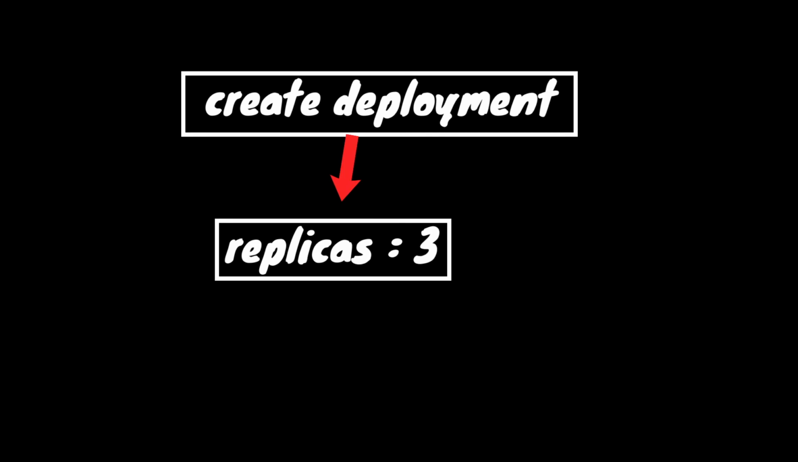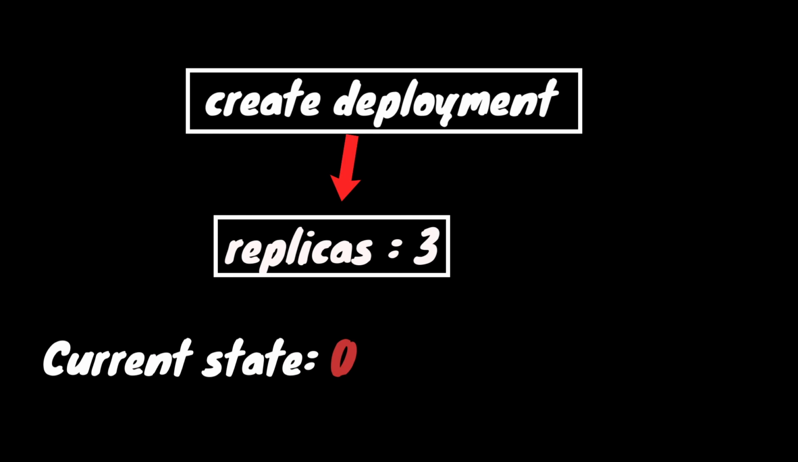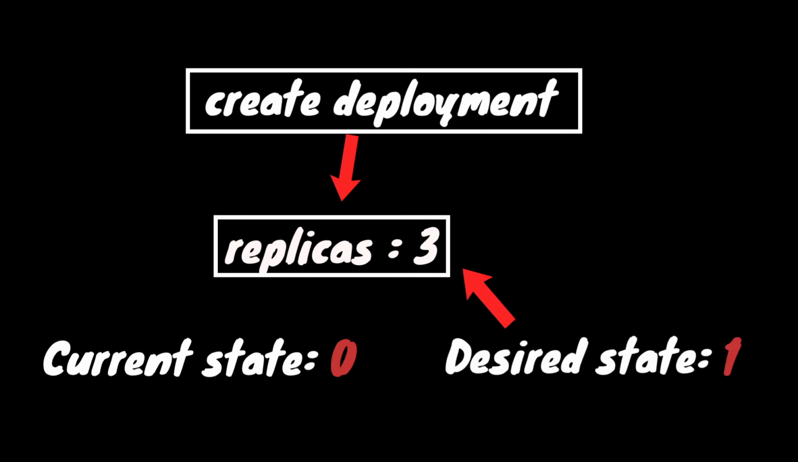For this case, we are trying to create a deployment with 3 replicas. Hence, the current state of deployment is 0 and desired state is 1 deployment with 3 replicas.